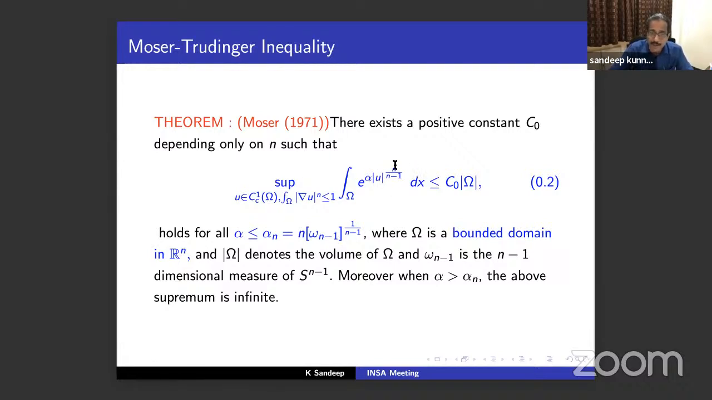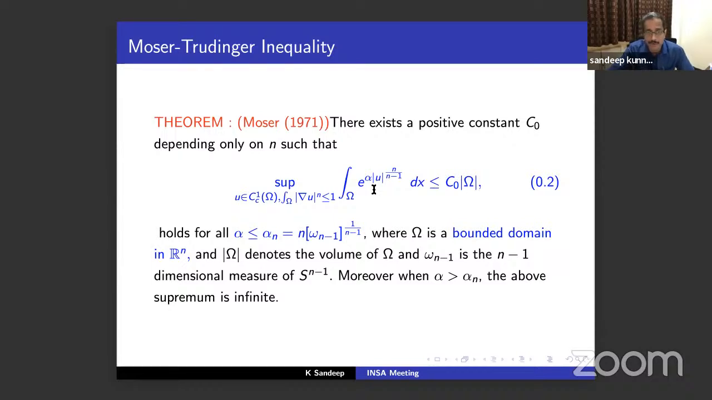So you can have an inequality with alpha. There is an optimal constant. What happens is that if alpha is bigger than this alpha n, that's what I have written here. Moreover, when alpha is greater than alpha n, the above supremum is infinite. So that was the case, the Moser inequality.